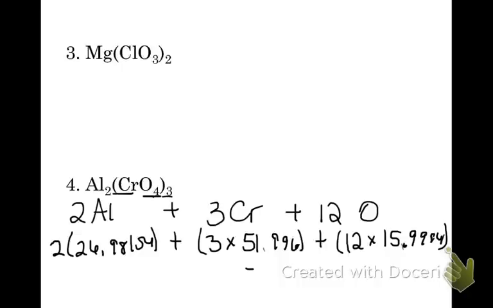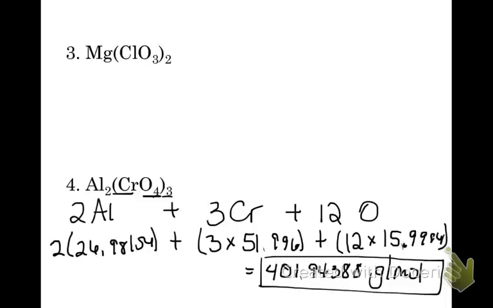So put that into your calculators. You end up with 401.94388. Again, it's grams per mole. So, kind of thinking about this, 6.022 times 10 to the 23rd particles of aluminum chromate, if you put that onto a scale, it actually ends up being 401.94, etc. grams on the scale.